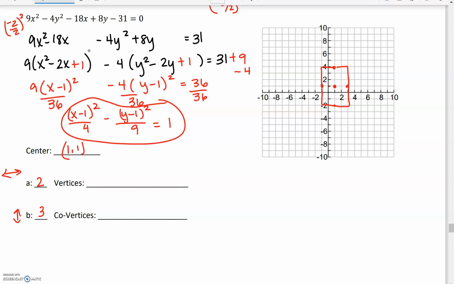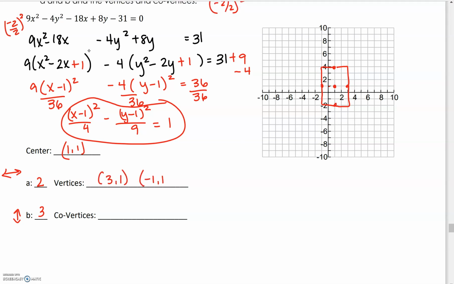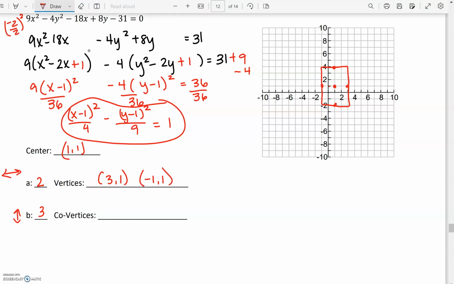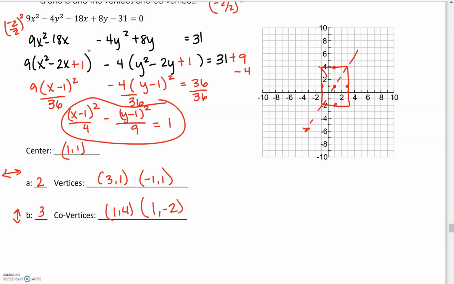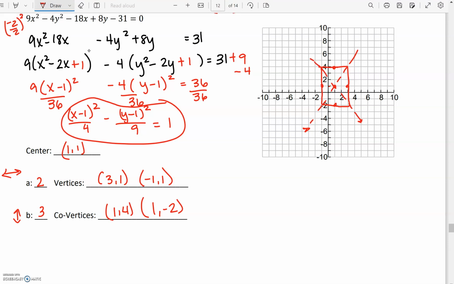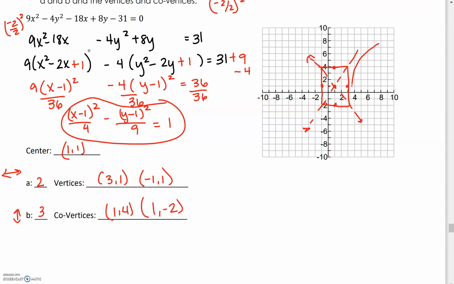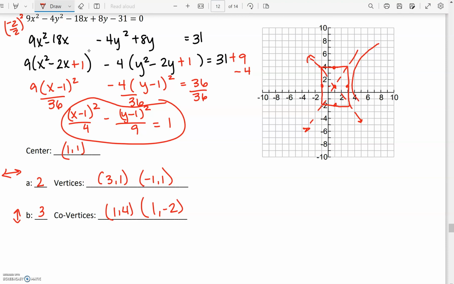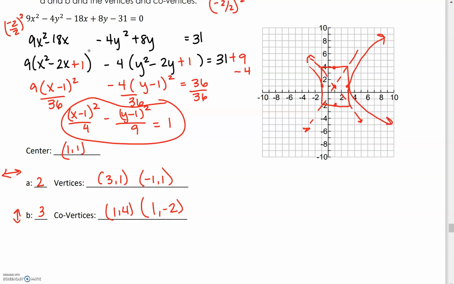There we go. So there's our vertices right there at 3, 1, and at negative 1, 1. Now I got that one right. And then up here at 1, 4, and down here at 1, negative 2. And then we're going to dash our lines here and here, and dash our lines here and here. And then we are curved. Oop, we got to touch that dot right there. There we are, and here, and here, and here. And there we are.